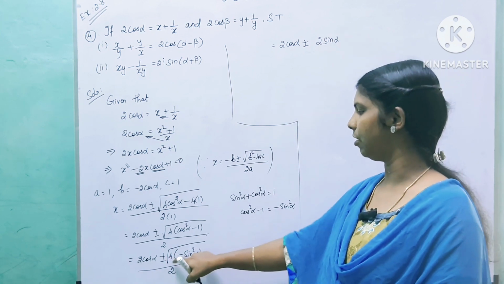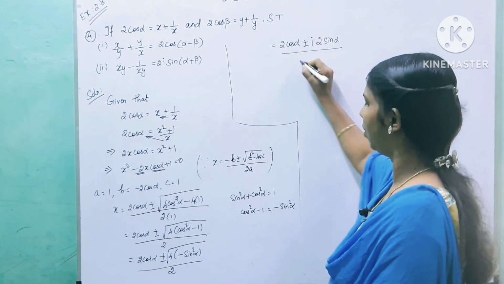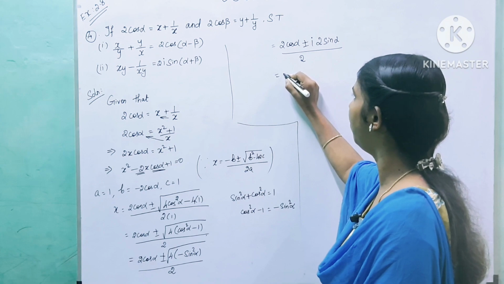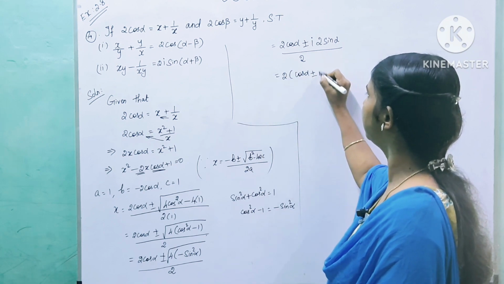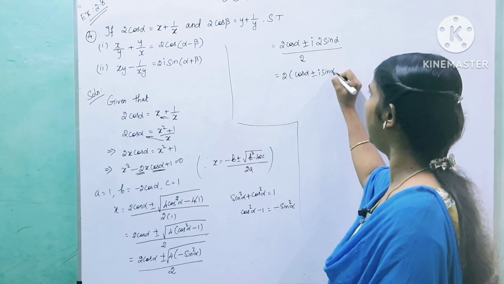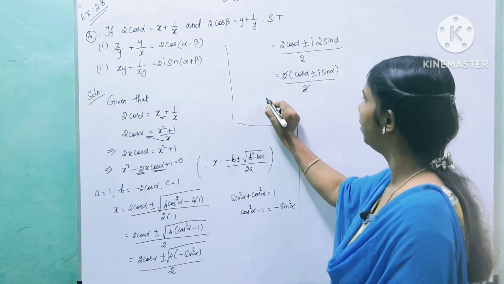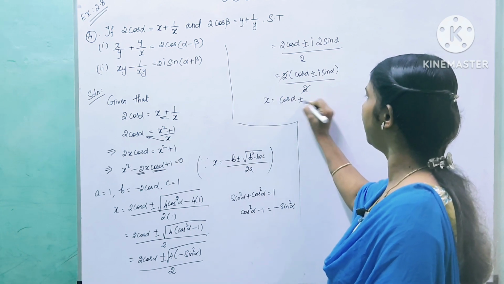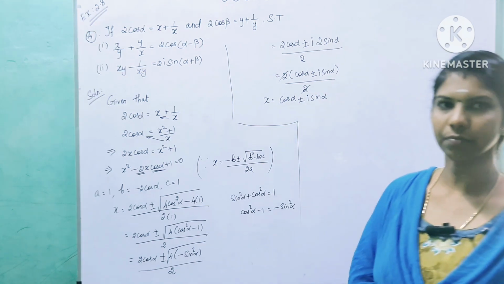And this minus root of minus becomes i, the whole divided by 2. So from the numerator, if you take 2 common, it is cos alpha plus or minus i sin alpha, the whole divided by 2. 2 and 2 get cancelled. So x is equal to cos alpha plus or minus i sin alpha.